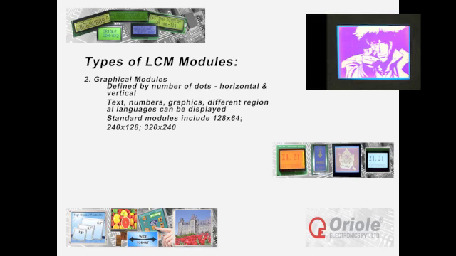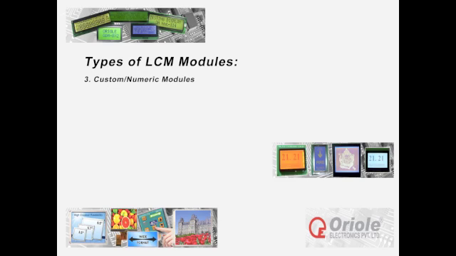Now, again, as in the case of alphanumeric LCDs, the graphic LCDs come in different backlight colors and in different colors of panels. And these characteristics will come later on in the presentation when we go into the details of the technical characteristics of the display.